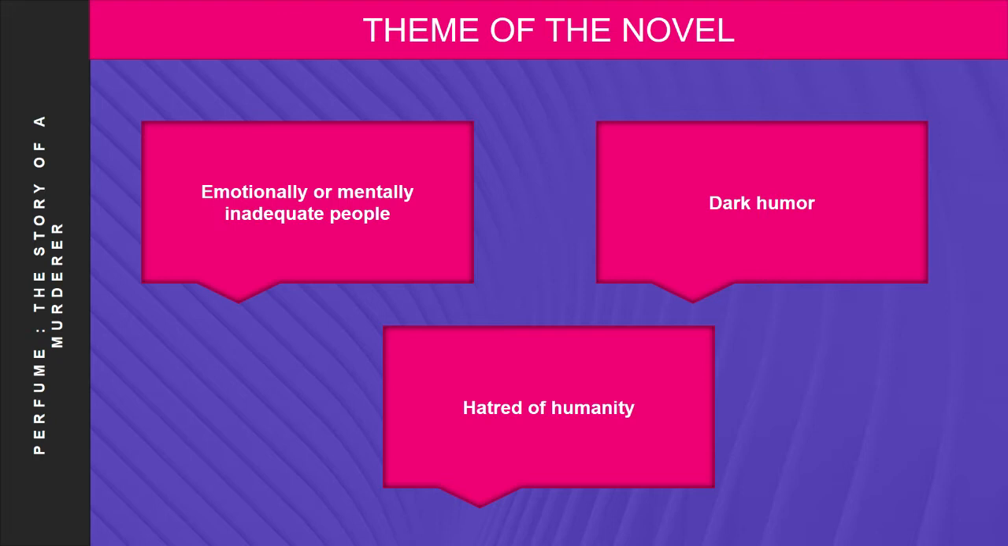The second theme that I want to discuss in this video is emotionally or mentally inadequate people, which is conveyed in the character of Madame Gaillard, who was brain damaged by a blow from her father in her childhood, causing her to be entirely incapable of emotion. She is also unable to smell anything, so Grenouille's lack of personal scent does not bother her. Thus, she raised him for years, with her as a role model.